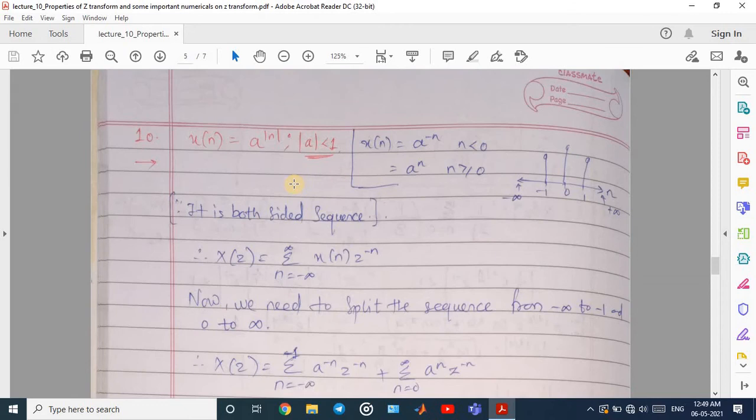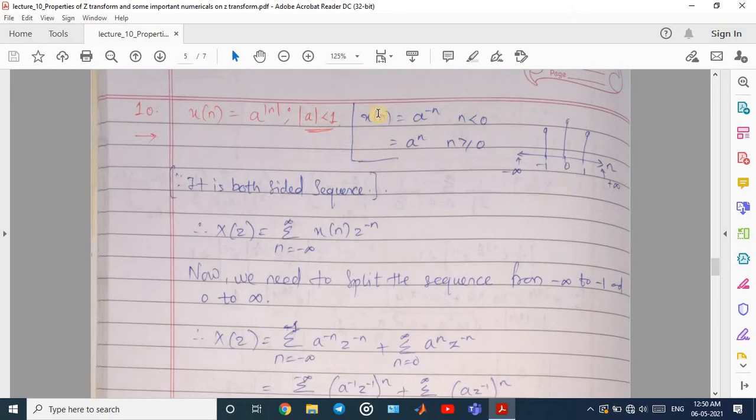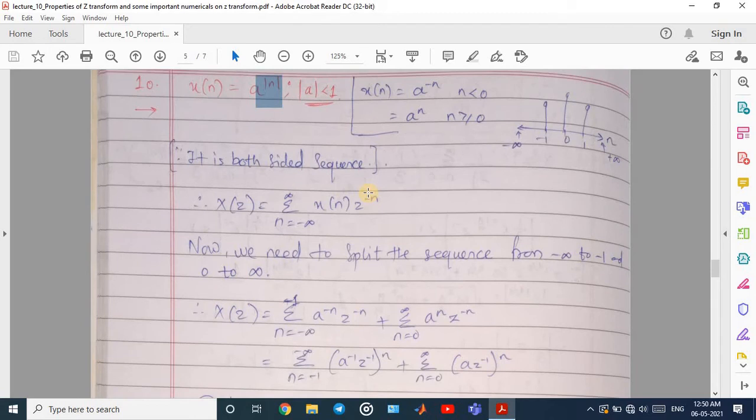We don't know if it is a positive or negative value, so we have to denote x of n as follows, first put a negative value here. So x of n equals a to the power minus n for n less than 0. If n is less than 0, this will become minus n. If n is greater than or equal to 0, this will become plus n. Okay, these are the two conditions. Okay, this is the plot. So from this we can say that it is a two-sided sequence, positive as well as negative sided. Okay, so already we have solved this kind of problem.